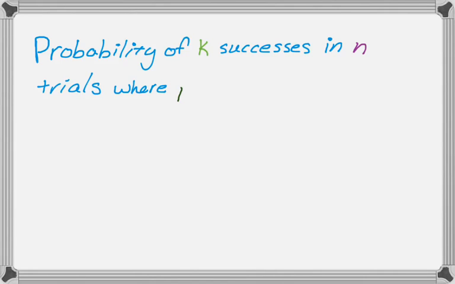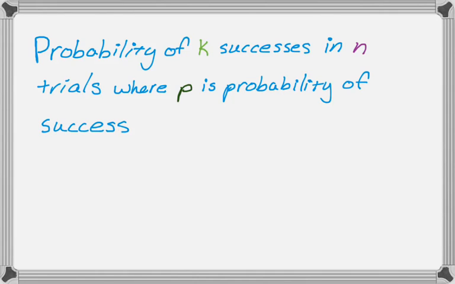And the probability of success, we're going to call p. If p is the probability of success, that means that 1 minus p must be the probability of failure. So again, we want to account for everything. k successes means n minus k failures. Probability of success is p, which means the probability of failure is 1 minus p.